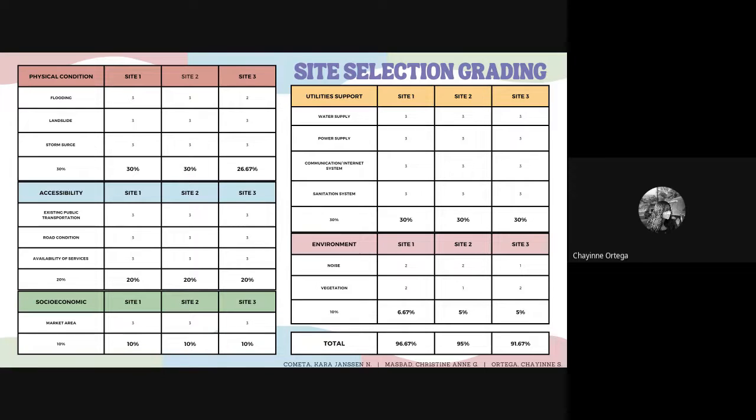So both site 1 and site 2 have tolerable noise, while site 3 is beside the jeepney station, so there's noise there, so 1. And for the vegetation, both site 1 and site 3 have vegetation but little excavation only, that's why it's 2. And 1 for site 2 since there's a tree in the middle, so greater excavation is needed.